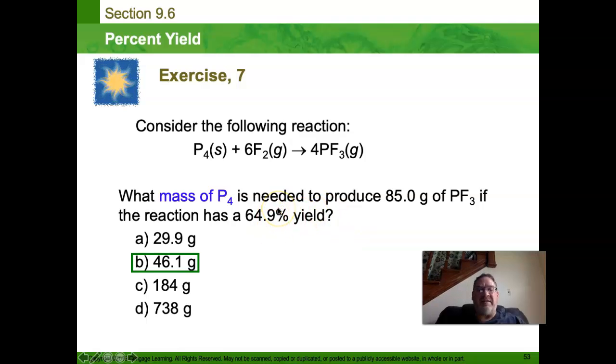Now we're going to reverse this a little bit. We give our yield. We want to produce this much. So we're going to take this total, this 85.0 grams, multiply it times that 64.9. That's going to give us what our theoretical yield would be. And then we can work backwards, take the theoretical yield, find out how many grams of phosphorus we would actually start with.